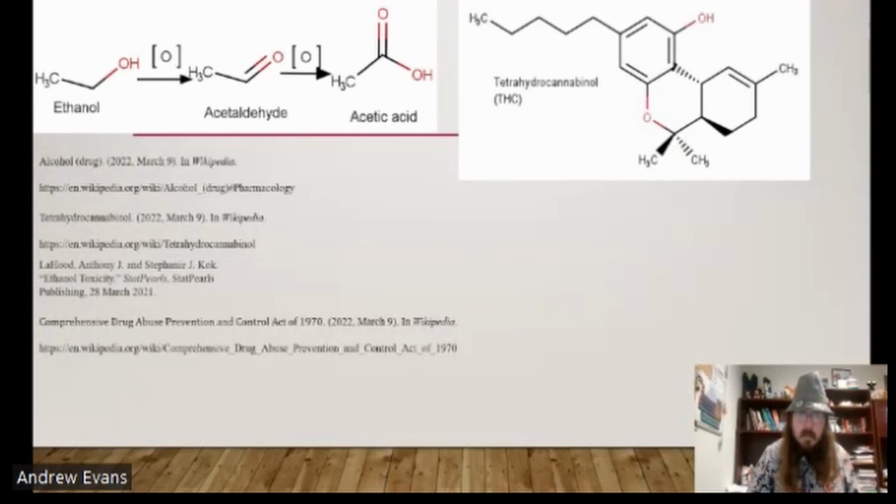Now, THC, on the other hand, is the active ingredient of marijuana. And it's probably, of all the drugs discussed so far, the least dangerous. While there is no known really lethal dose of THC, combustion in the form of smoking can still produce some hazardous chemicals, the same hazardous chemicals as tobacco.